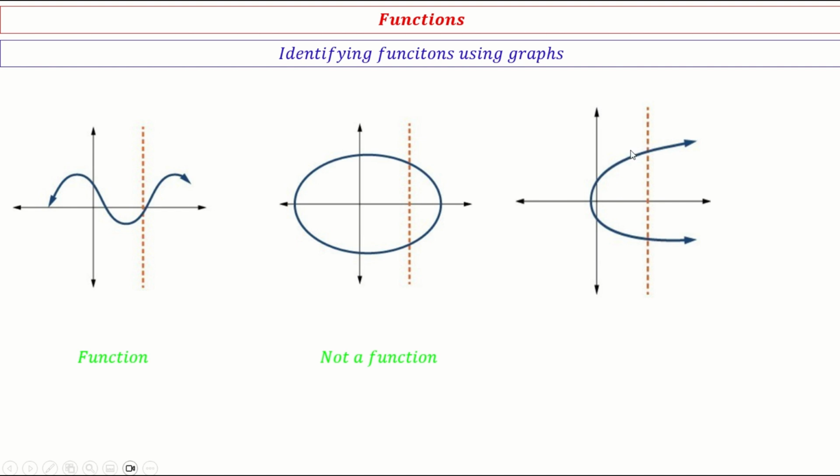This is also definitely a parabola. If you draw a vertical line here, you may get one value, but at this point it has two values. So it's not a function, because at this point for a given x value, you have two y values. So the function is not defined here.